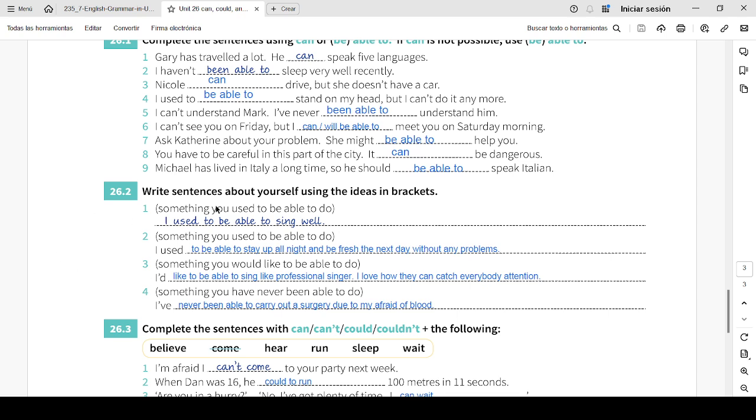Next one. Write sentences about yourself using the ideas in brackets. For example, something you used to be able to do. For example, I used to be able to sing well, right? That's optional. Something you used to be able to do.